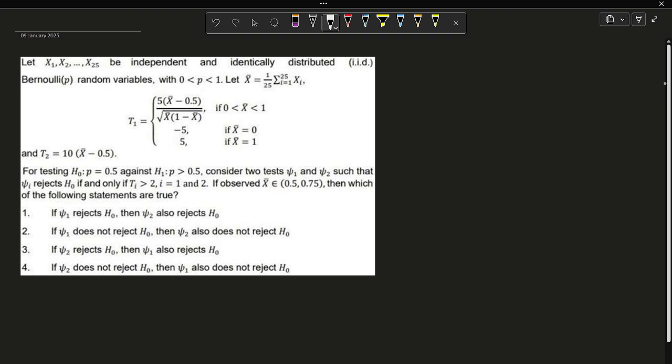So what can be done? To analyze the problem and determine the true statements, let's go step by step. Now the given things are: x1, x2, ..., x25 are IID Bernoulli p.